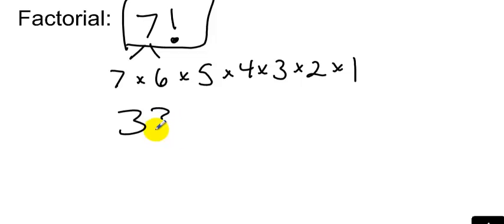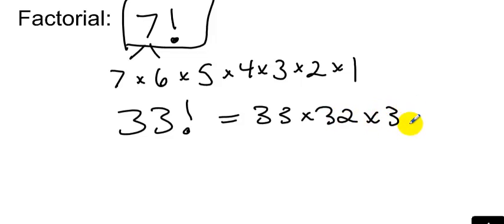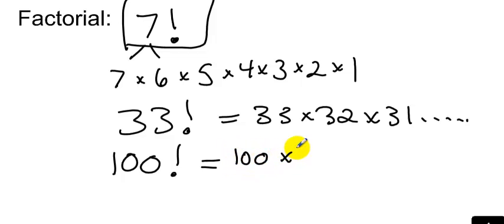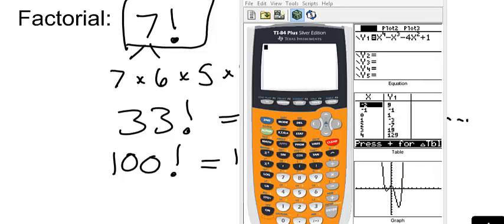But what if I said 33 factorial. Well, that's equivalent to 33 times 32 times 31, and so on, all the way down to 1. Well, that's going to take a little bit longer. Or let's say I said 100 factorial. That's the same as 100 times 99 times 98 times, and so on. So we can find this on our calculator.